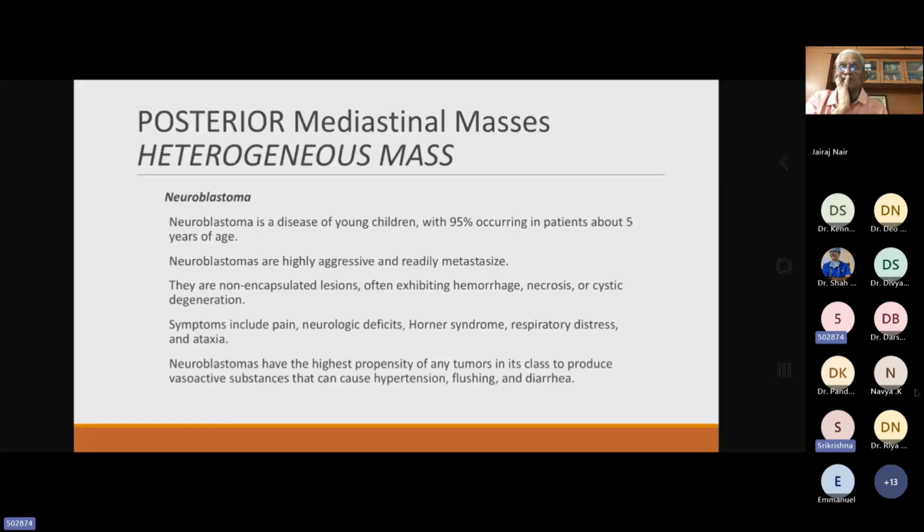Neuroblastoma is a disease of young children, with 95% occurring in patients around 5 years of age. These are highly aggressive and metastatic tumors. They are non-encapsulated lesions, often exhibiting hemorrhage, necrosis, or cystic degeneration. Symptoms include pain, neurological deficits, Horner syndrome, respiratory distress, and ataxia. Neuroblastomas have the highest propensity of any tumors in their class to produce vasoactive substances that can cause hypertension, flushing, and diarrhea.